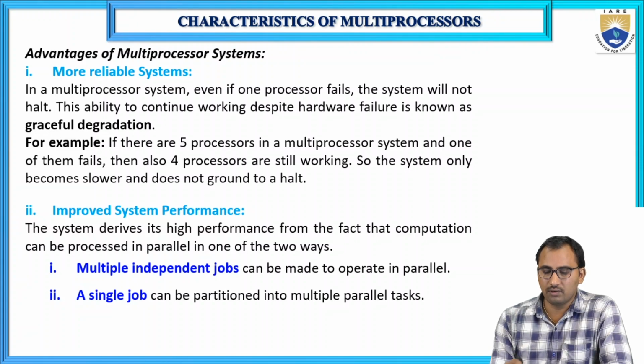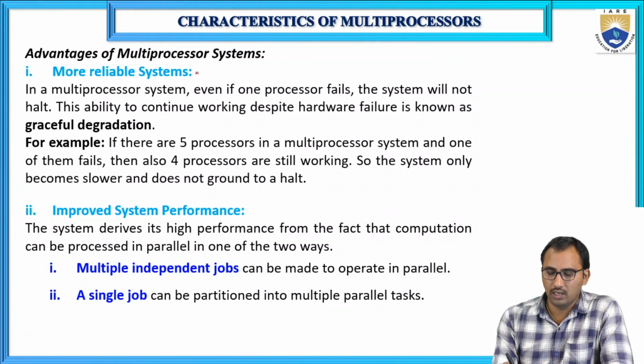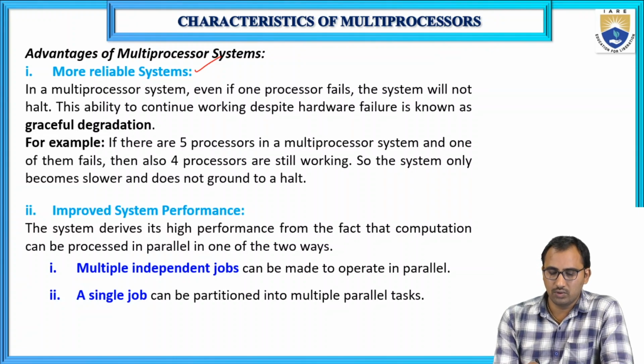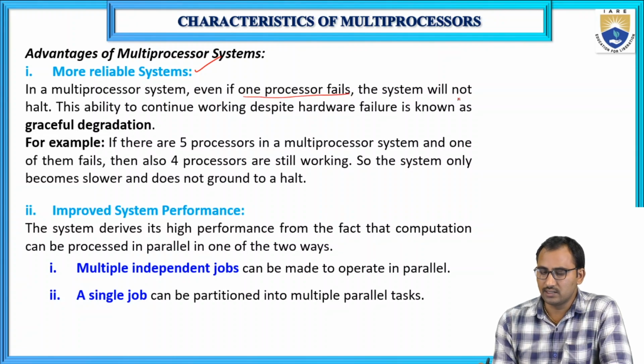And coming to the advantages of the multiprocessor systems. We have a number of advantages when you compare the multiprocessor systems with the single processor systems. So we will see some of the advantages. The first one is that it is a more reliable system. In a multiprocessor system, even if one processor fails, the system will not halt. This ability to continue working despite hardware failures is known as graceful degradation.